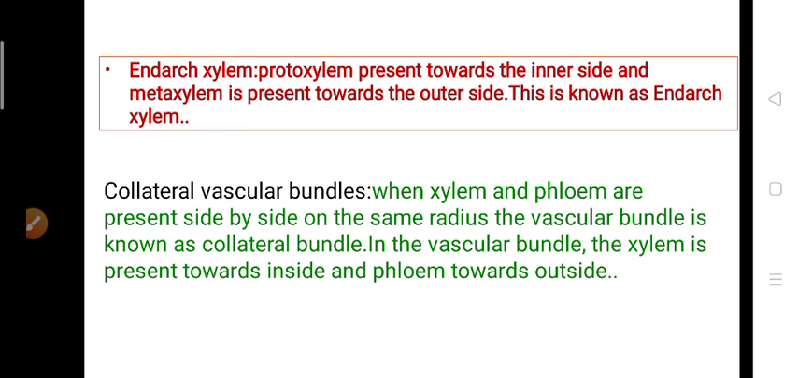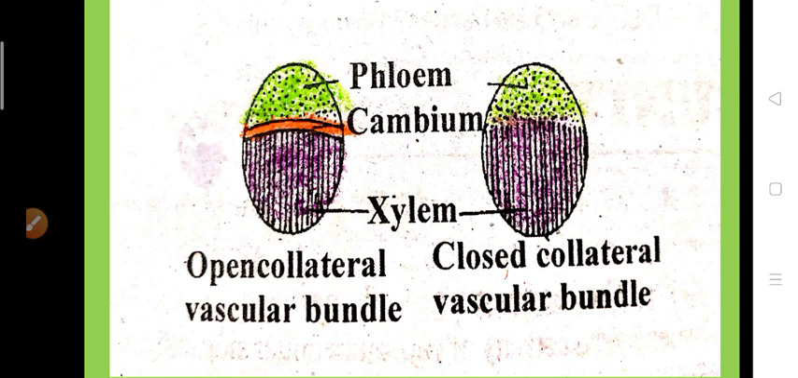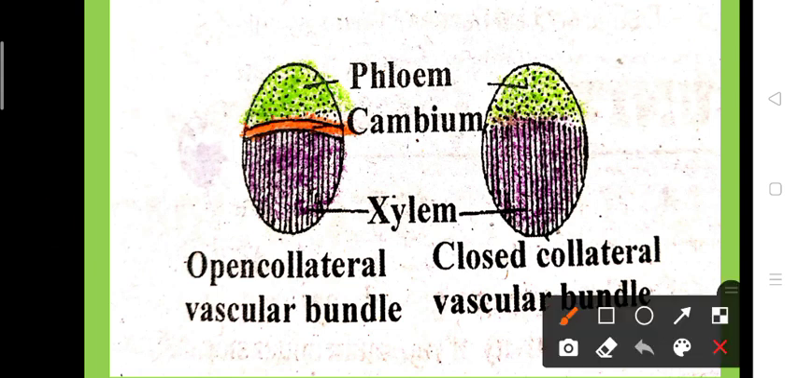Collateral vascular bundles means when xylem and phloem are present side by side on the same radius, the vascular bundles are known as collateral vascular bundles. In this collateral vascular bundle, the xylem is present towards the inside and phloem towards the outside. Open and closed collateral vascular bundles: what is the difference between open and closed?